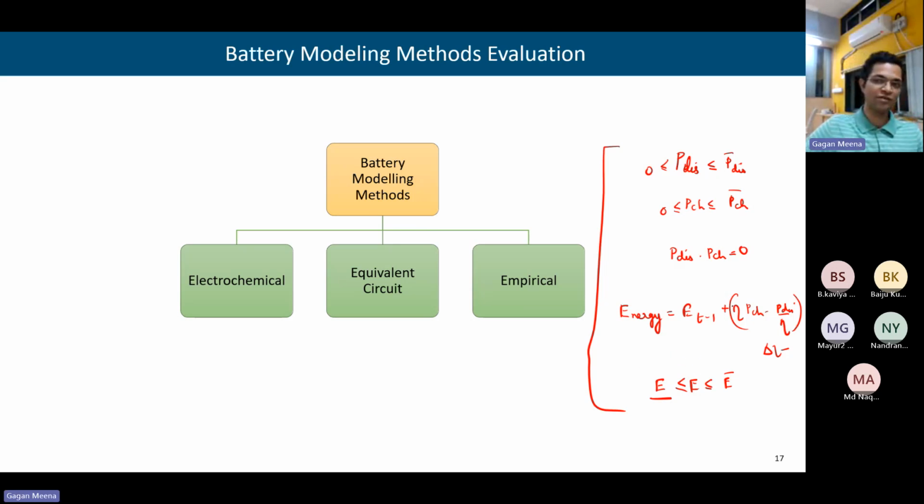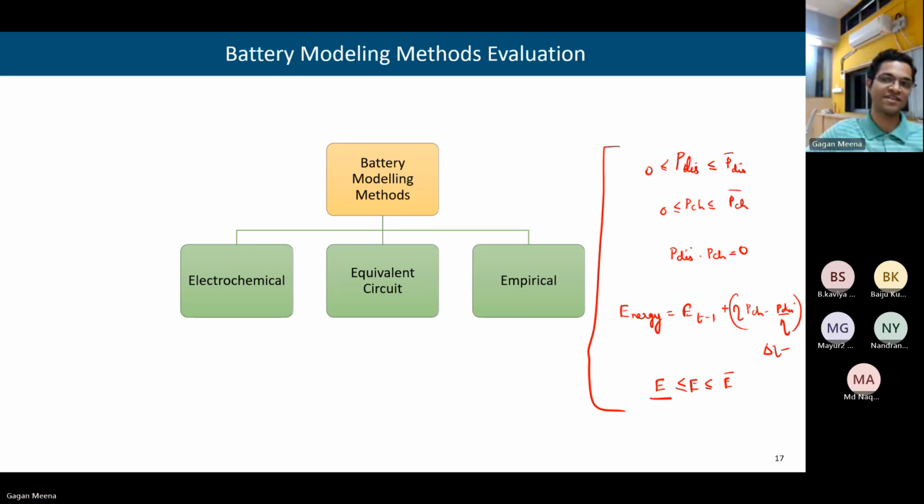But if we want to account for the change in efficiency, efficiency is not constant throughout. As the SOC changes, efficiency also changes. Efficiency depends upon the voltage also. So if SOC is changing, efficiency is also changing. And if we want to incorporate that, then we need more equations for that. Then even the charging and discharging rates also change.